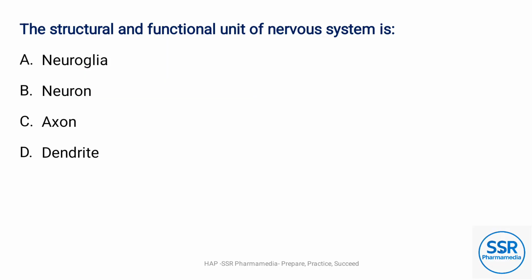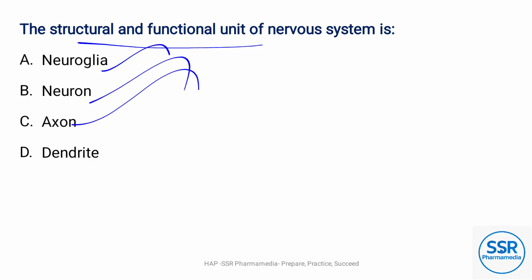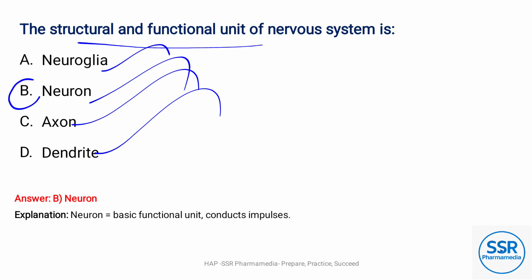So we move to the questions. The structural and functional unit of the nervous system is option A, neuroglia, option B, neuron, option C, axon, option D, dendrites. So the answer is option B, neuron. Neuron is the basic functional unit, involved in conducting impulses.